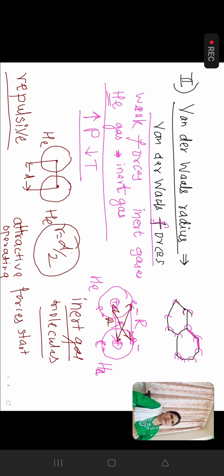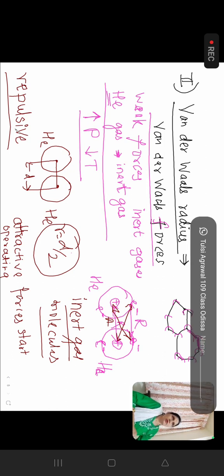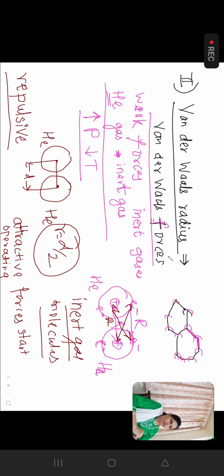Repulsive forces are there between the electrons of two atoms and the nuclei of two atoms.